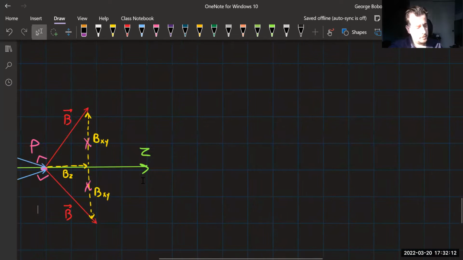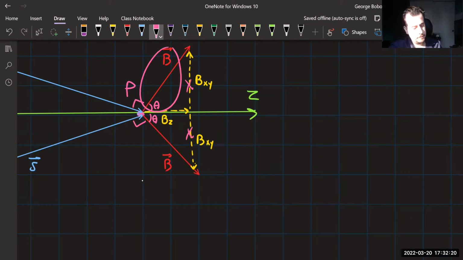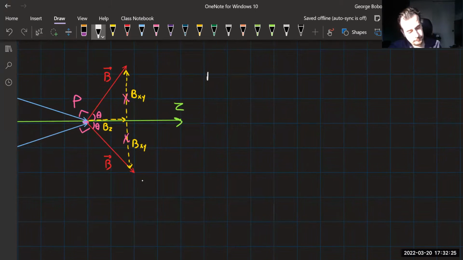Leah, do you think you can help me by using this angle here? I'm going to call it theta. Use these two to get Bz right now. What do you think?